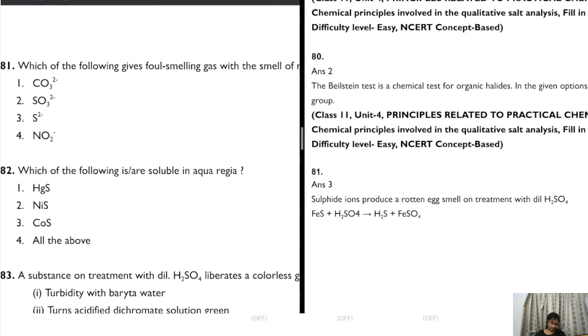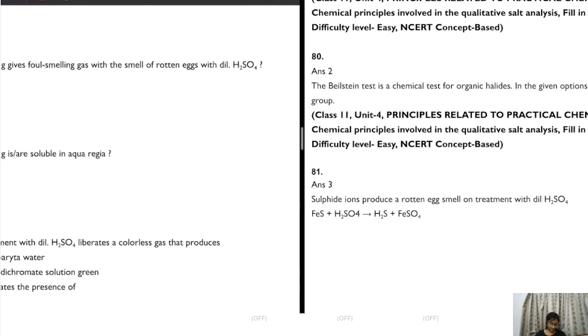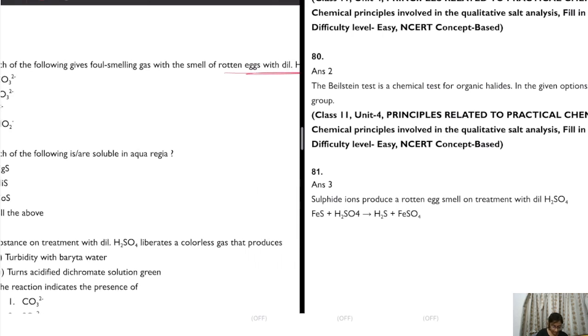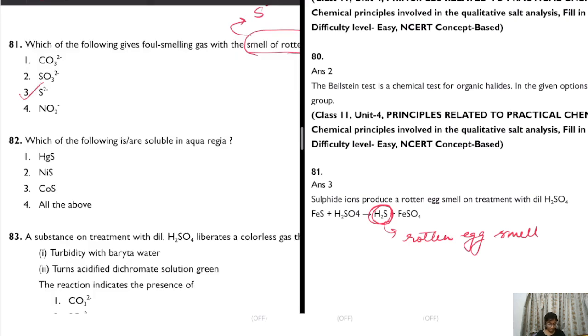Which of the following gives a colorless gas with the smell of rotten eggs, with dilute H2SO4? Always keep this in mind: whenever you see the smell of rotten eggs, it is because of sulfide. On treatment with H2SO4, what do they form? They form H2S, which has a rotten egg smell. So the correct answer would be three. Now let's see the next question.